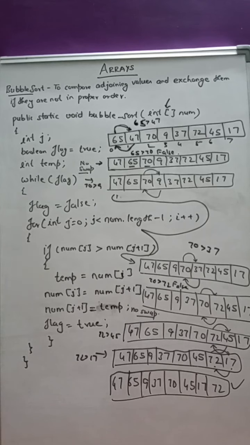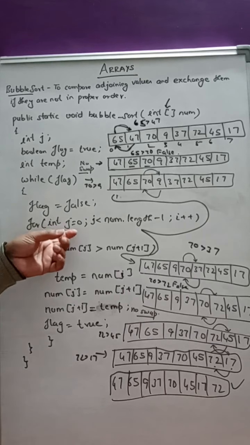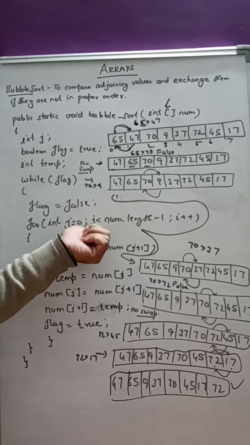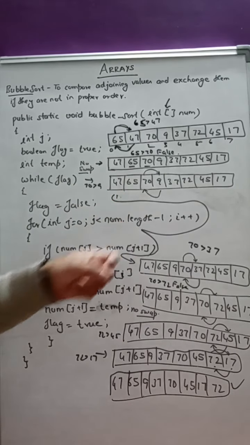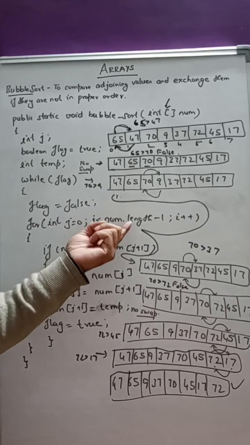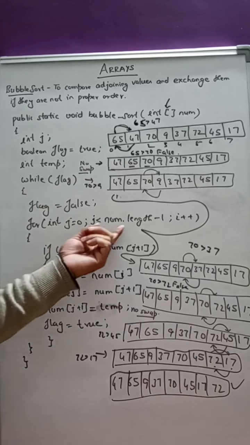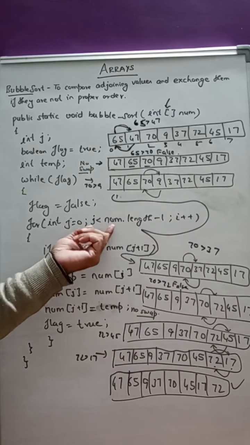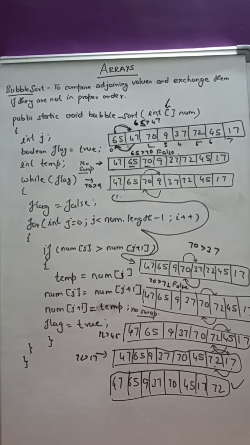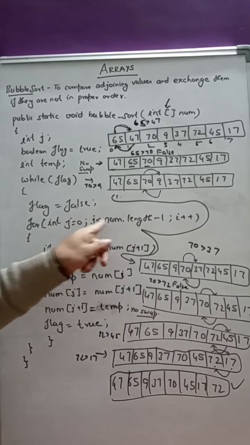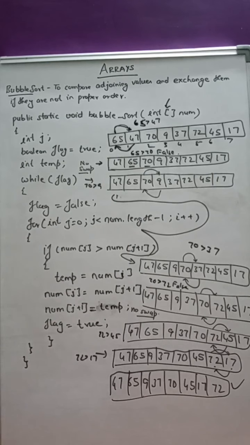In the for loop, you can see that we are starting from j equal to 0 because we are starting from the 0th index, and we are taking the condition as j less than num.length minus 1. As I have told you, length defines the number of elements, and since we run the array from the 0th index, we have to subtract 1 from num.length. This is because indexing starts with 0, while length is just counting the elements.